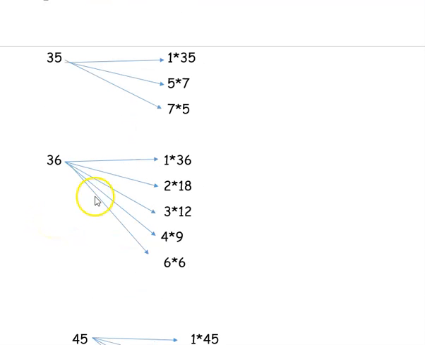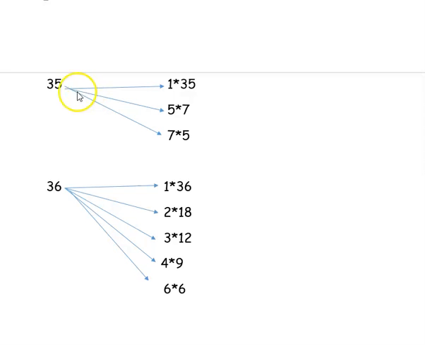Then the number 35. So 1 into 35 is 35. Then we will not get it in second table, third table or fourth table. So you will get it in fifth table. So 5 into 7 is 35. 7 into 5 is 35. Then 36. So 1 into 36 is 36. Second table you will get 2 into 18 is 36. Third table 3 into 12 is 36. Fourth table 4 into 9 is 36. Then in sixth table 6 into 6 is 36.